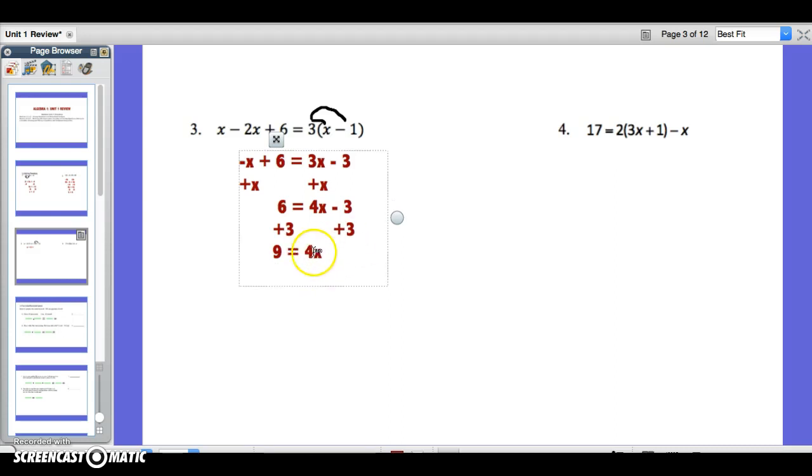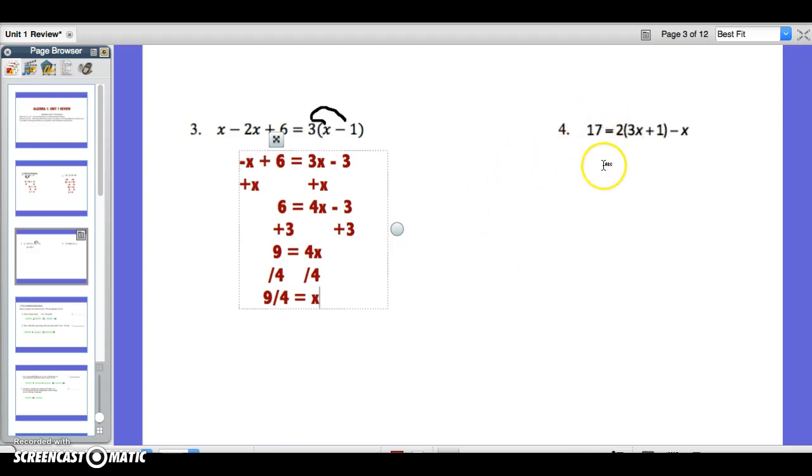Now, this is tied together by multiplication. So the inverse operation to that would be division. So I'm going to divide both sides by 4. And then I can just leave it like that. You can give me the decimal answer if you'd like to. I would accept 9/4 is equal to x as well. Okay, so that's it for that question.